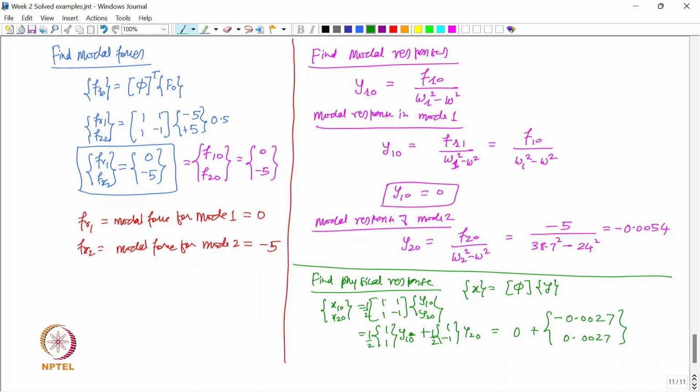So at the first degree of freedom, the amplitude of displacement is minus 0.0027. And then of course there is cos omega t, which describes the time domain response, the same form as that of the forcing function, and in the second degree of freedom the displacement is 0.0027. So this completes our solution of example number 4. Let us go to the next example.